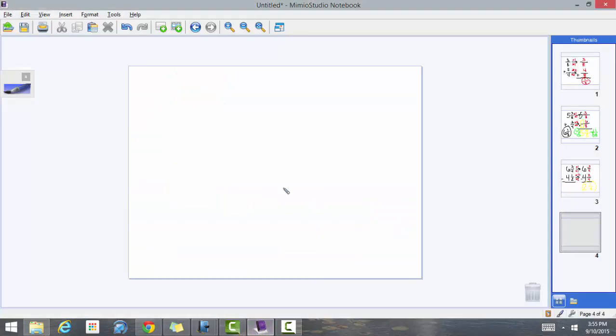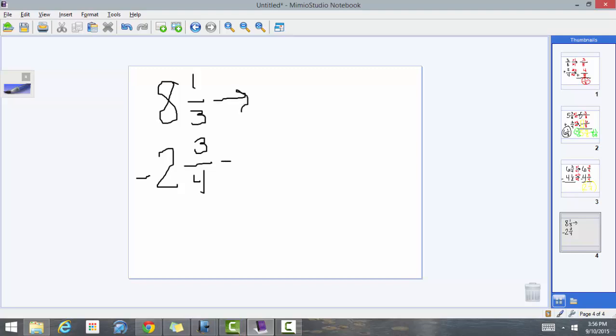So the problem that we're going to work with from start to finish is 8 1/3 minus 2 3/4. This one we're going to have a couple issues because if you're looking at the denominators, they're not the same. So we have to get common denominators first. So I'm going to draw my arrows, rewrite the whole numbers, get everything set up. And now it's time to think.